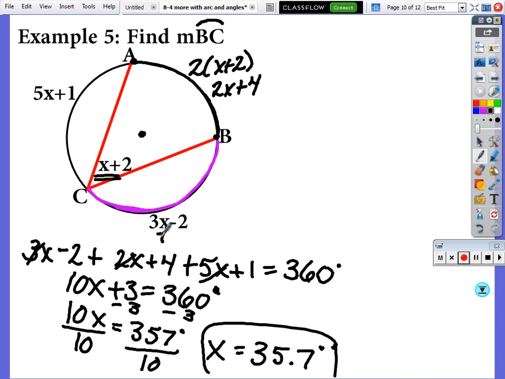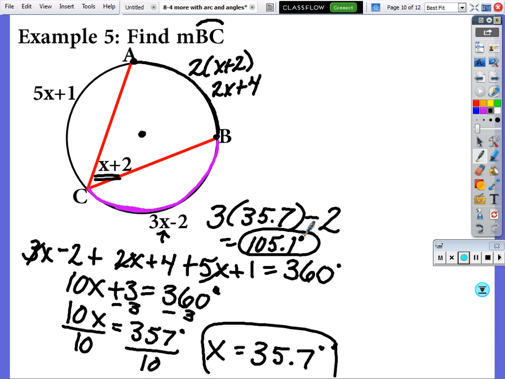Well, we just found x. It's 35.7, so just plug it in. So 3 times 35.7, which was x, minus 2. So that arc is going to be equal to, let's do that real quick, 105.1. So that's our final answer: 105.1 degrees. We had to solve for x by setting up a true statement, and then once we found x, then we could find either the arc or the angle needed.